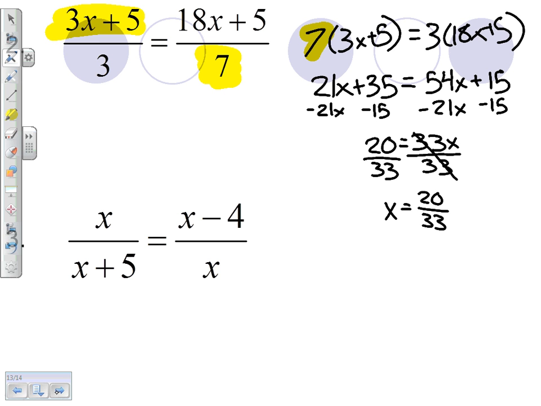What do you know about this one that makes it a little bit more complicated? Yeah, I got them all over the place. Every single numerator and denominator has a variable. So we're going to remember some old stuff from Algebra 1 that you might not have done for a little bit. Still going to cross multiply, so it's going to be x times x minus 4 times x plus 5. So write that down first. X times x equals x plus 5 times x minus 4.